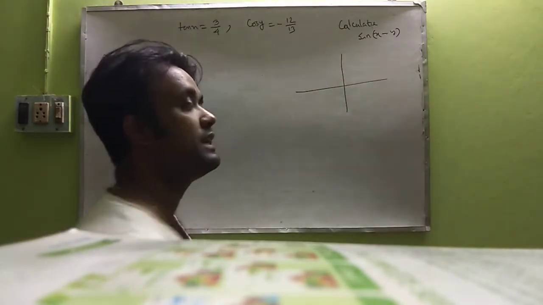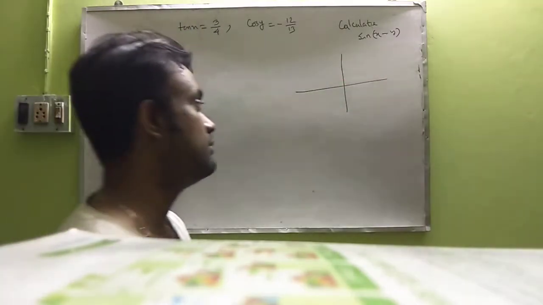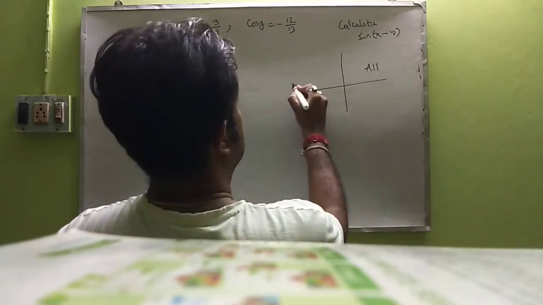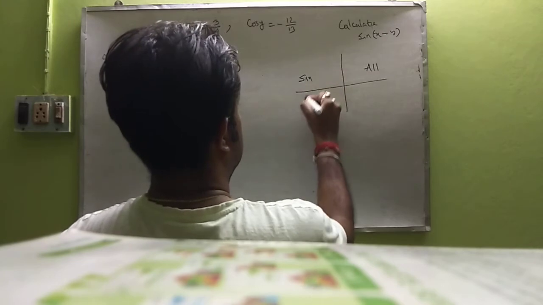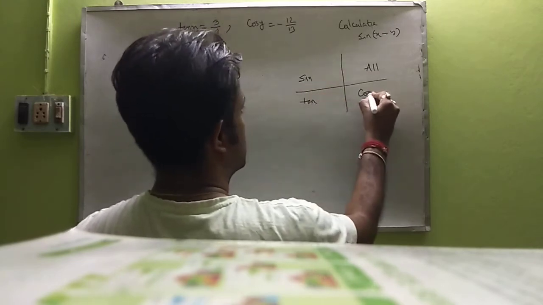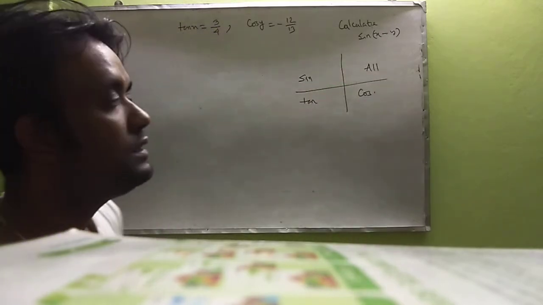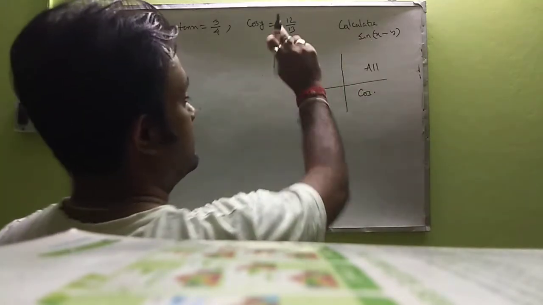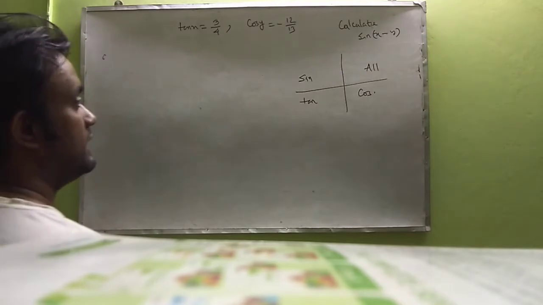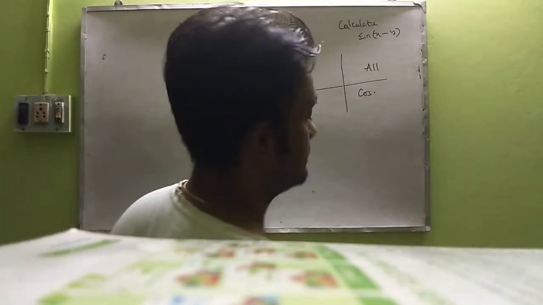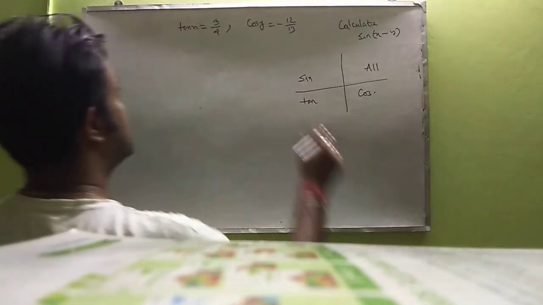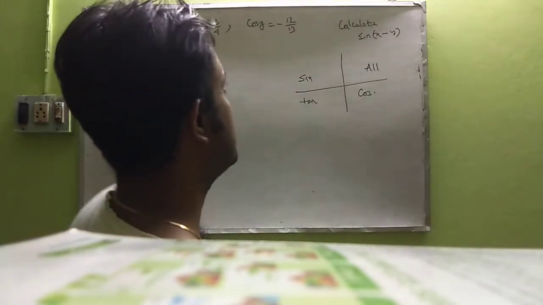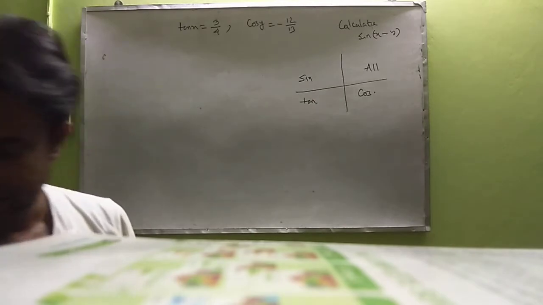In the previous chapter of trigonometric ratios, we have studied all sine, tan, cos. In the first quadrant, all are positive. Second quadrant, sine is positive. Third quadrant, tan, and cos in the fourth quadrant. Here you see that tan x is equal to 3 by 4 and cos y is equal to minus 12 by 13.